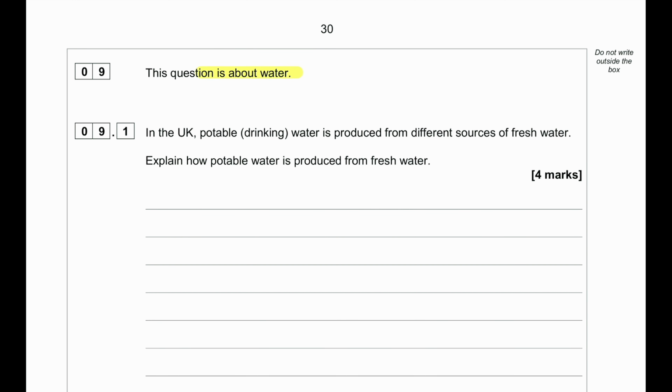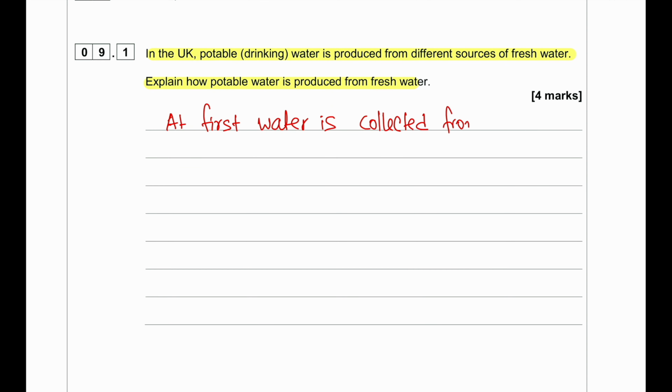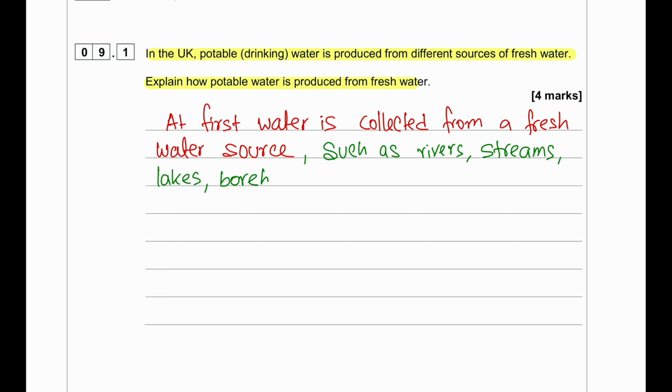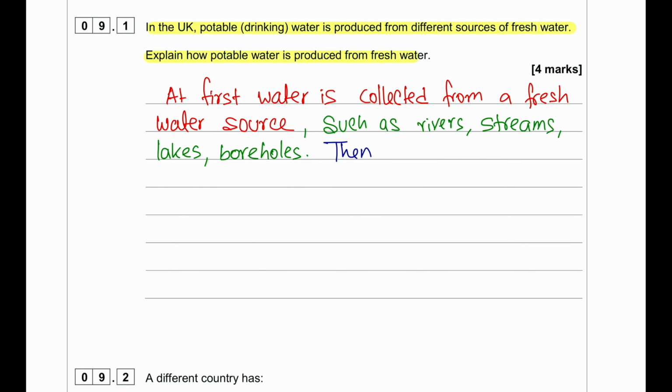This question is about water. In the UK, potable drinking water is produced from different sources of fresh water. Explain how potable water is produced from fresh water. First of all, the water is taken from a source, for example rivers, streams, lakes, or from under the ground using boreholes.